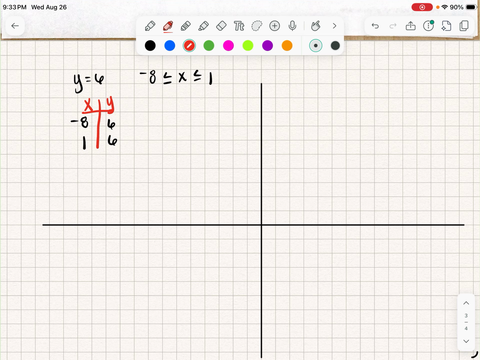So this part of the graph, -8, 1, 2, 3, 4, 5, 6, 7, 8, 1, 2, 3, 4, 5, 6. -8 and 6 is here. And then 1 and 6 would be here. So that's the first piece of the graph. And notice I did both closed circles because both of these are equal to's. So that's the first piece.